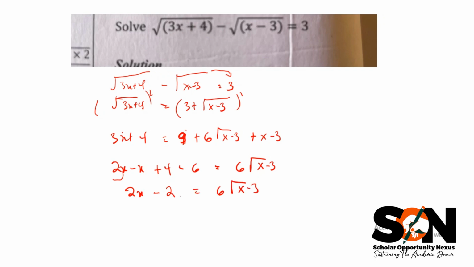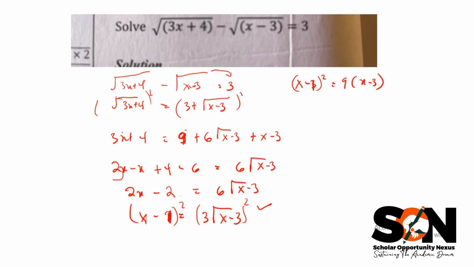When you simplify further, you should get x minus 1 to be equal to 3 square root of x minus 3. So at this side, I'm dividing through by 2. So that's why I had x minus 1. Then after getting this, we will square both sides again to get rid of the square root. So then you have x minus 1 all squared to be equal to 9 into bracket x minus 3.